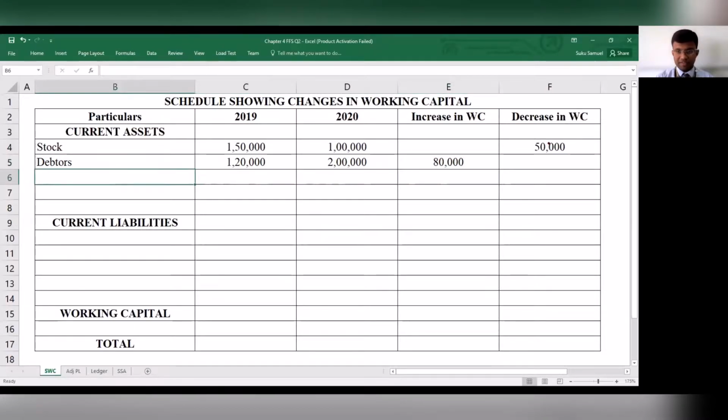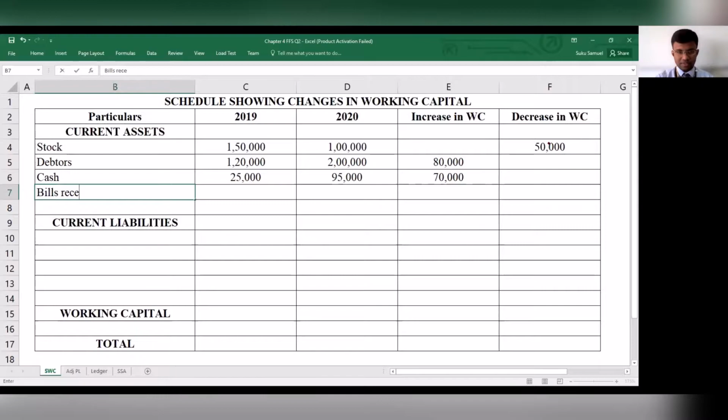Next item that we have is cash. So cash is how much? Cash is 25,000 and then 95,000. What is the change with respect to cash? Cash has increased. What impact does it have? It will impact your working capital with an increase. So your working capital will increase by how much? Working capital will increase by 70,000. Next, what we have is bills receivable.